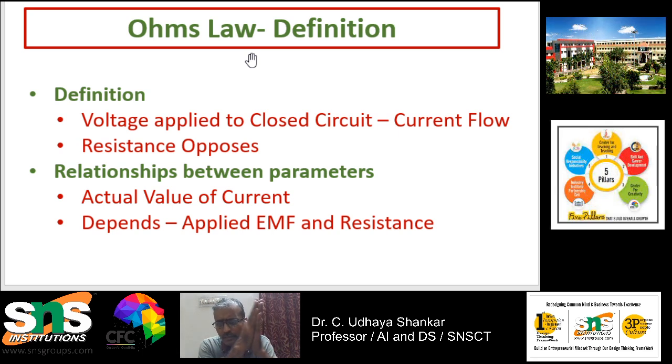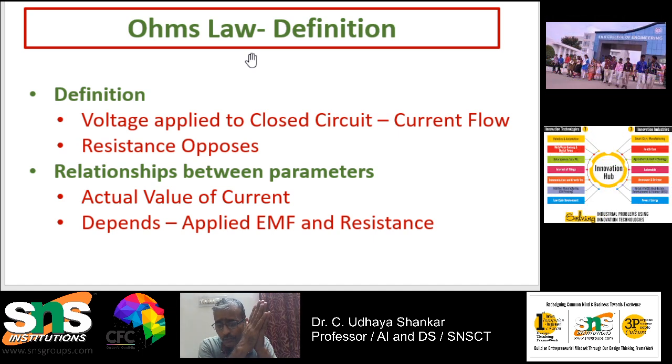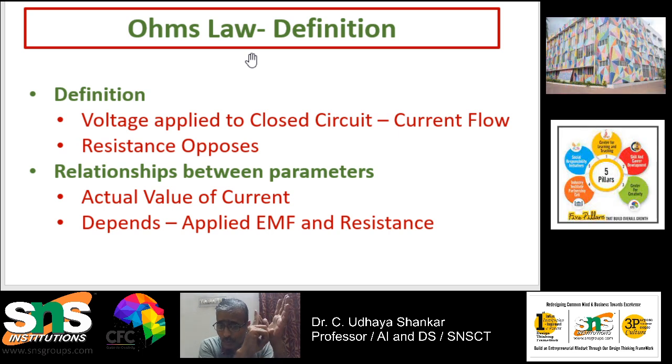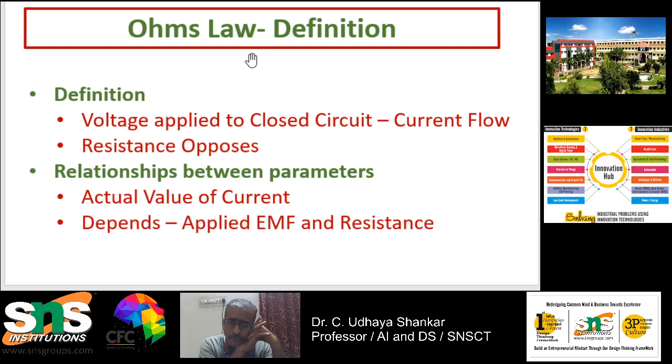If they are dependent, we can find the value of an unknown parameter by knowing the values of the other two parameters. For example, if you know the value of voltage and current, you can find the value of resistance. If you know voltage and resistance, you can find the value of current using this formula. If you know current and resistance, you can find voltage. So it's a very simple thing.